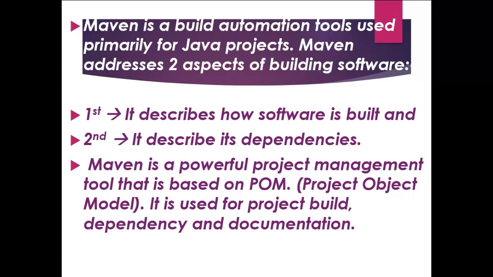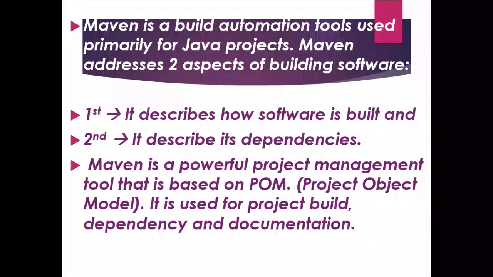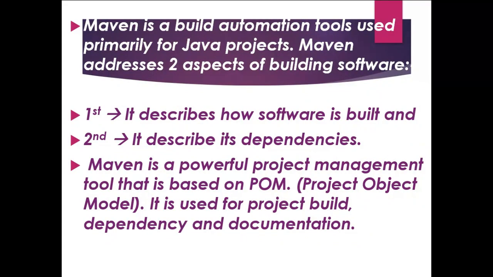Maven is a powerful project management tool that is based on POM. It manages our project, creating the structure of our project. We are creating the bare bones of the project with the help of Maven. POM means Project Object Model. It is an XML file present in a Maven project, and it helps resolve all the dependencies we mention in that POM file. It is used for project build, dependencies and documentation.